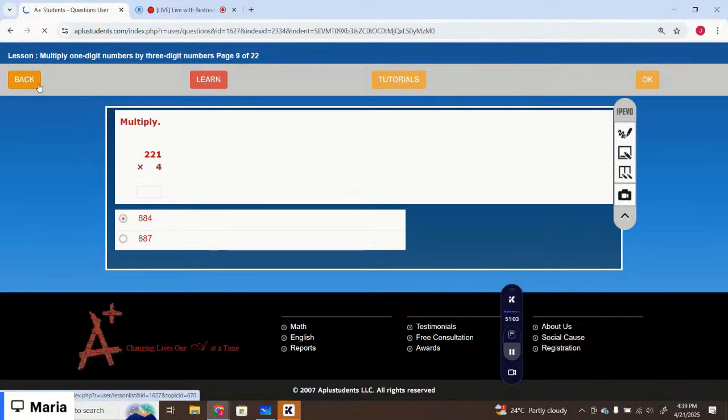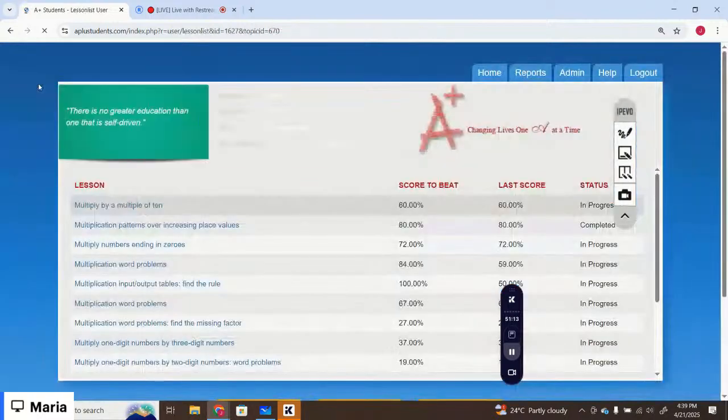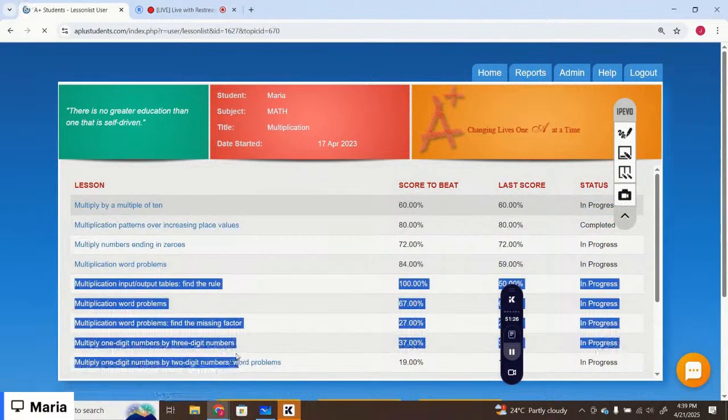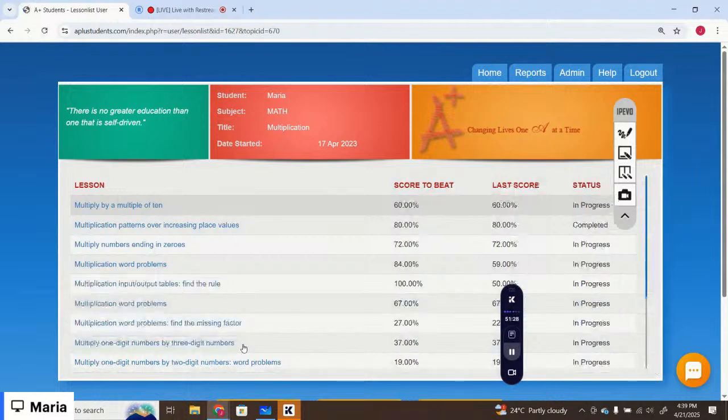Okay, you can complete the lesson by yourself for today. So we were working on grade 3 math. The chapter we were working on is multiplication. The lessons we have covered today are multiplication input output table, find a rule, multiplication word problems, multiplication word problems, find the missing factor, and multiplication one digit number by three digit numbers.